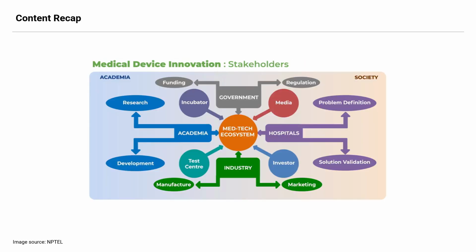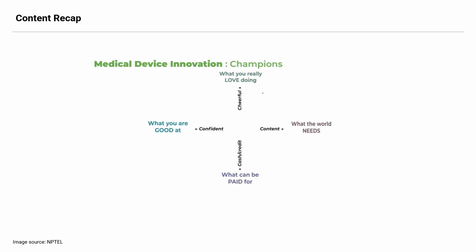The entire ecosystem, followed by the key stakeholders. Now, this is interesting because the medtech ecosystem consists of academia, government, hospitals, as well as industry. All of them have very interesting offerings, because hospitals help you define the problem and do validation. Industry helps in manufacturing and marketing. Academia can offer incubator centers, research and help in the development, whereas government can help with the funding as well as the regulation aspects.